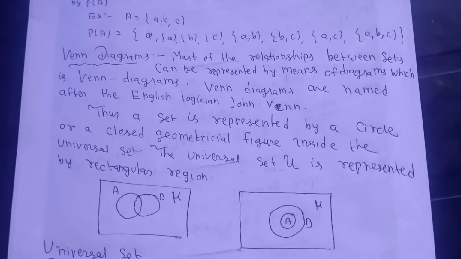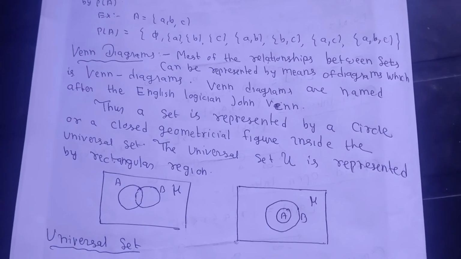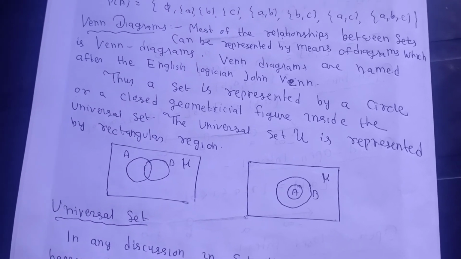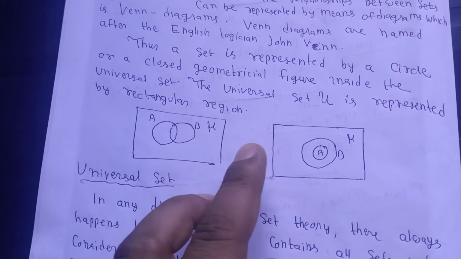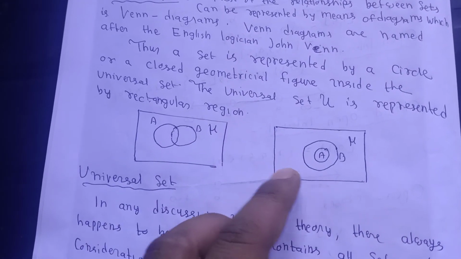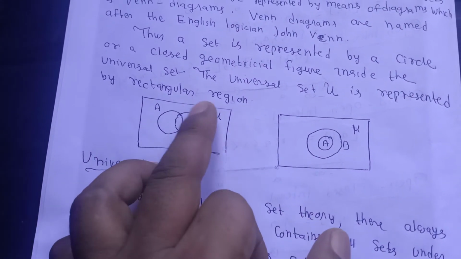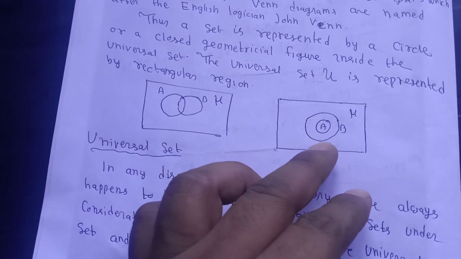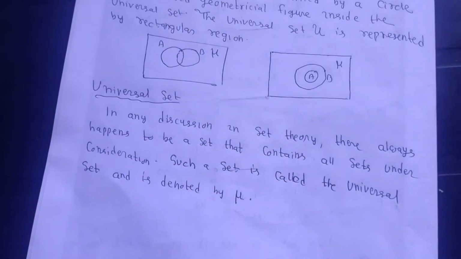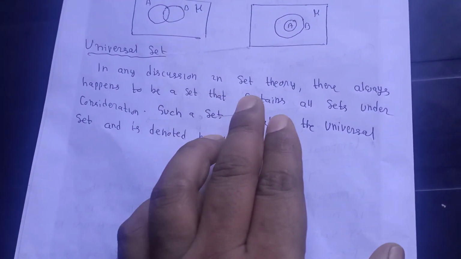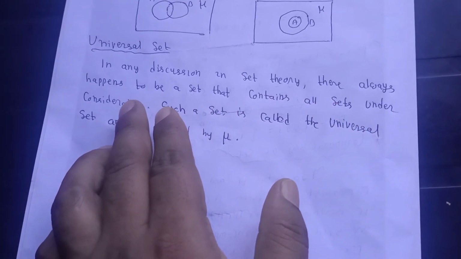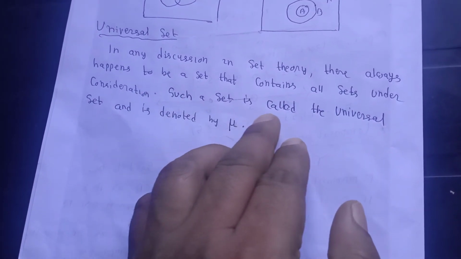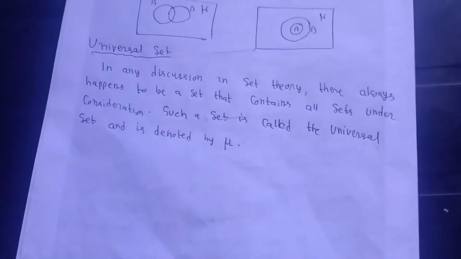Venn diagram. Most of the relationships between sets can be represented by means of a diagram, which is the Venn diagram. Venn diagrams are named after the English logician John Venn. A set is represented by a circle, or any equal geometrical figure, inside the universal set. The universal set is represented by a rectangular region. What do we mean by universal set? In any discussion in set theory, there always happens to be a set that contains all sets under consideration. Such a set is called the universal set. It is denoted by capital U.